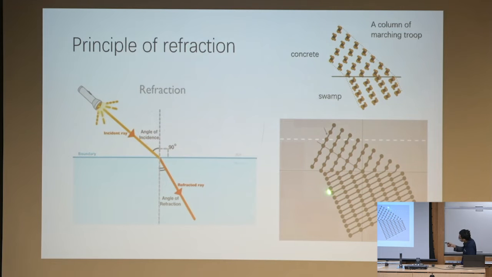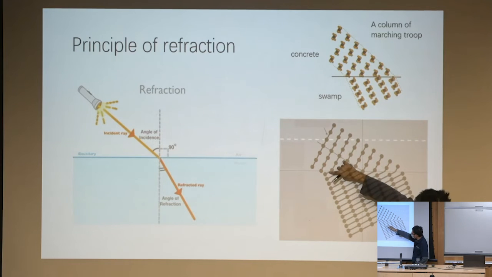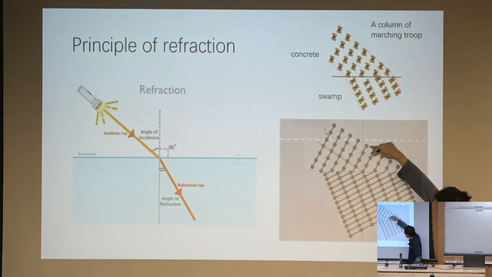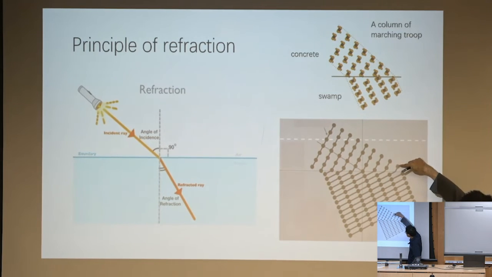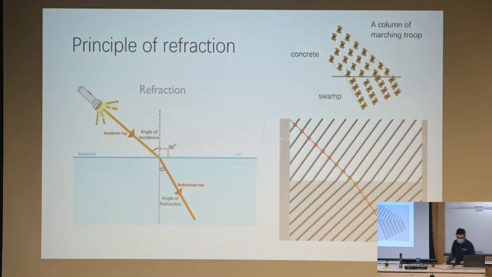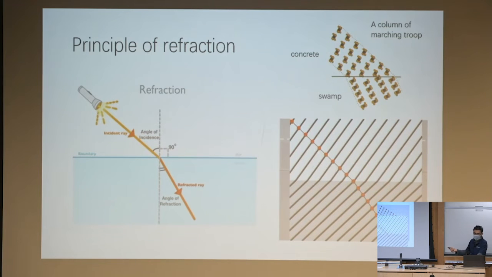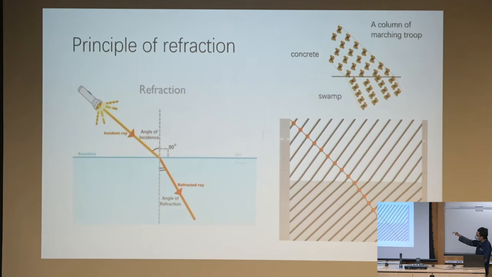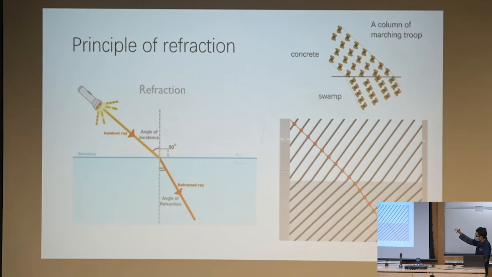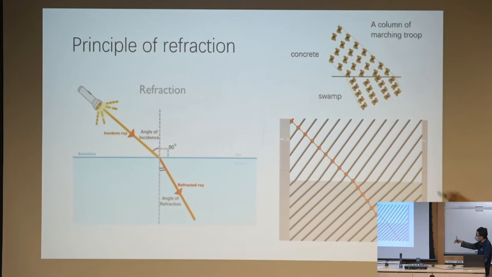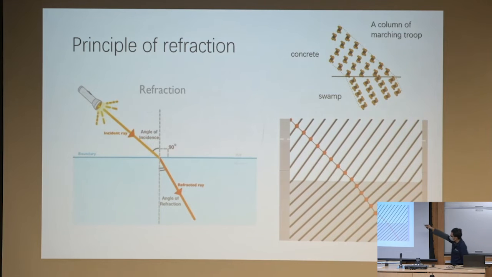And you can see more clearly in this picture, the left soldier goes at a different speed first, but the right soldier goes at the same speed until he gets to the less dense material. And if you look at the picture with the continuous diagram, you can see the light goes through this way.